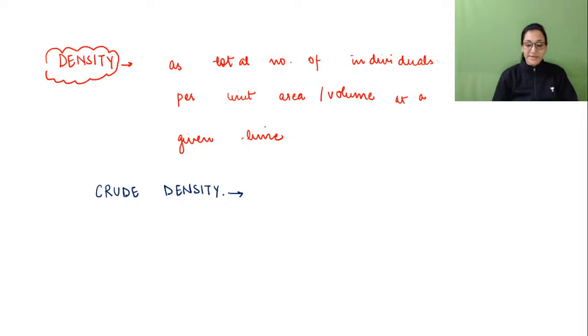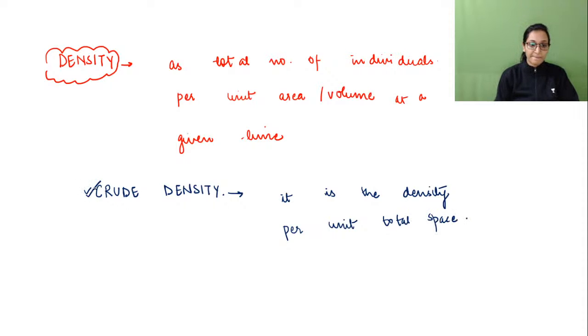What is crude density that we were talking about? It is the density per unit total space. Crude density is the density per unit total space. This is crude density.